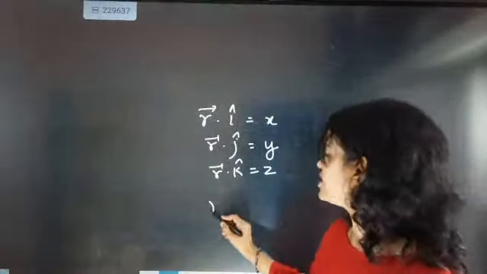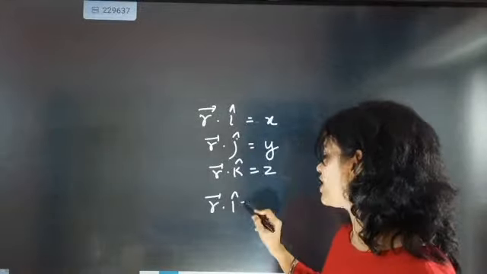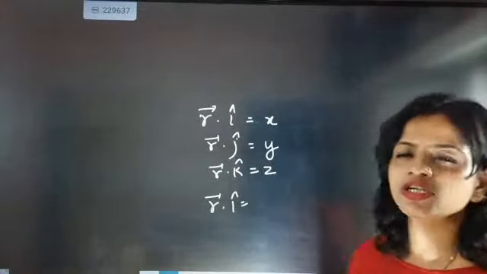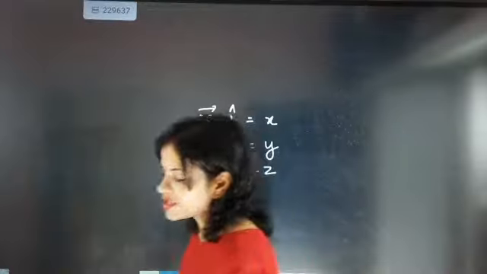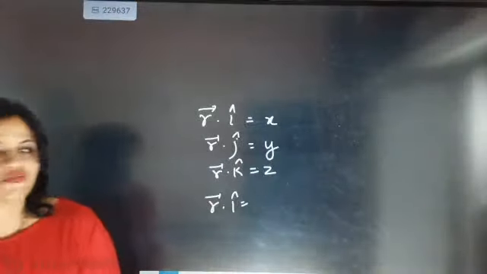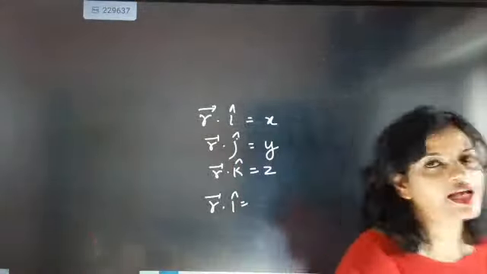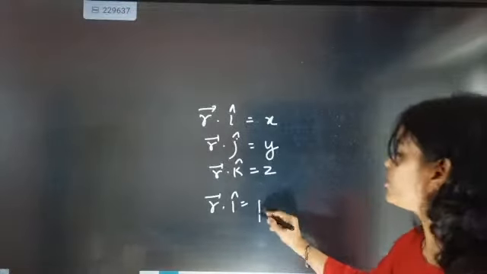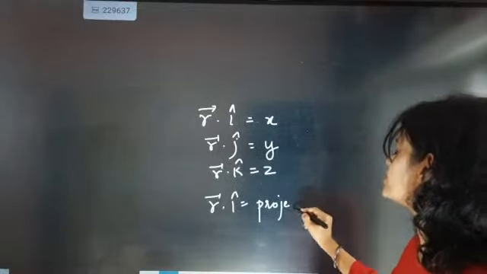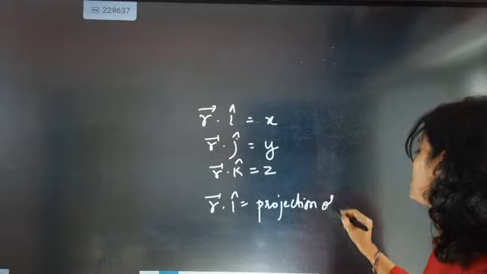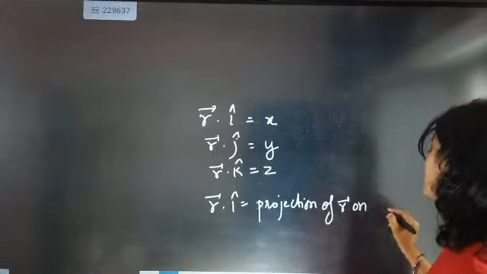What are you going to say? What statement am I going to write? If I am writing the statement that r vector dot i is the projection of r vector on i, come on, tell the statement first. Projection of r vector on x-axis. I just wrote a statement here. Projection of r vector on x-axis.